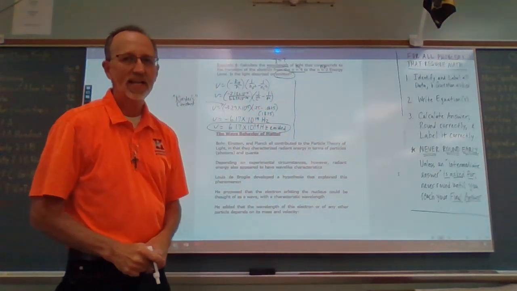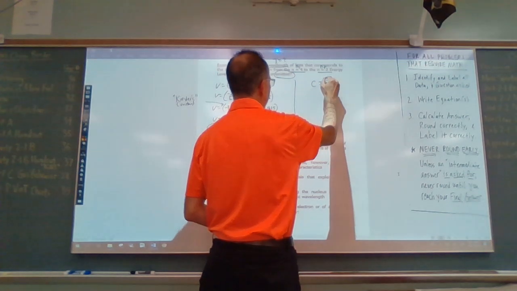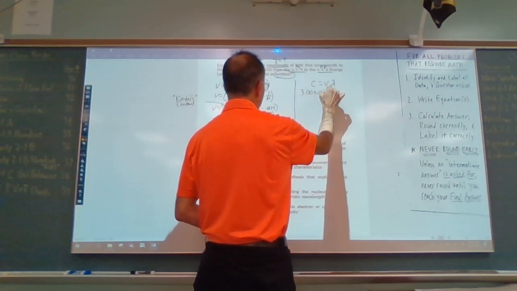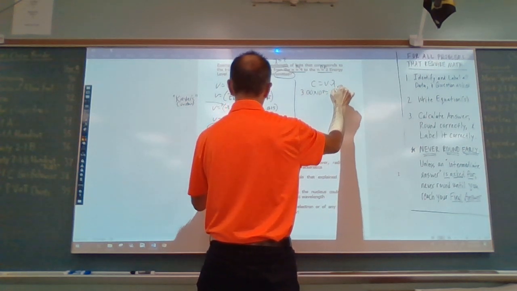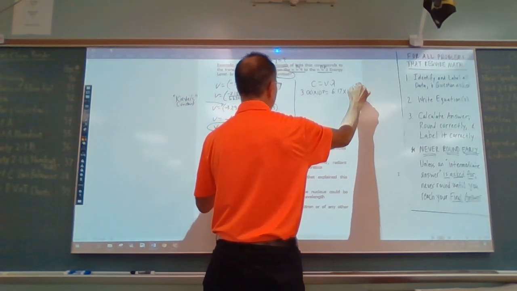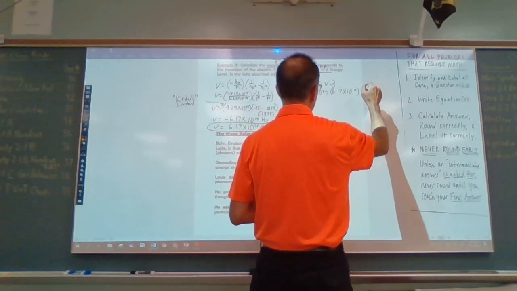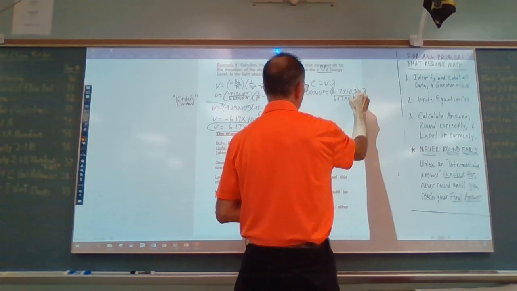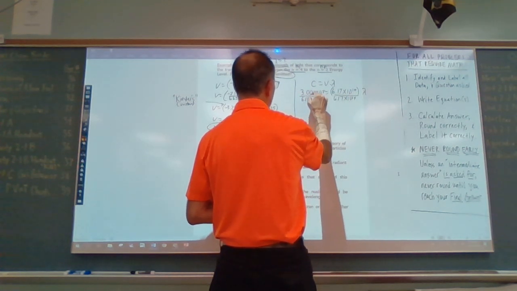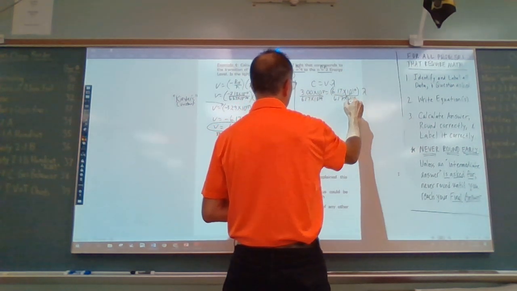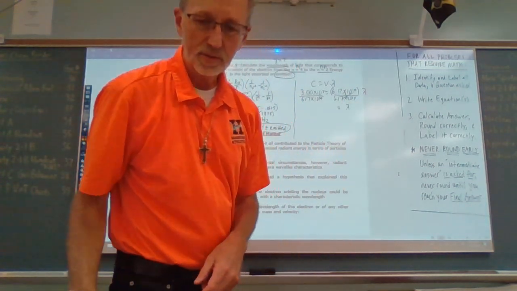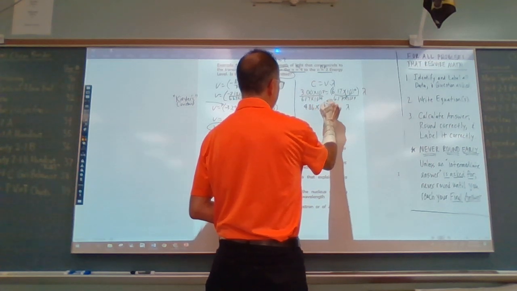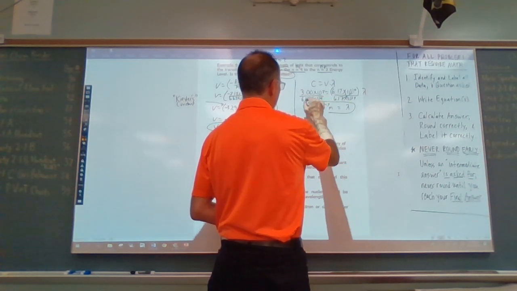It asks for wavelength, so now we use the speed of light equation. c is 3.00 times 10 to the 8th. We have our frequency, 6.17 times 10 to the 14th, times the wavelength, so we'll divide out the frequency. And our wavelength to 3 sig figs comes out to be 4.86 times 10 to the negative 7 meters.